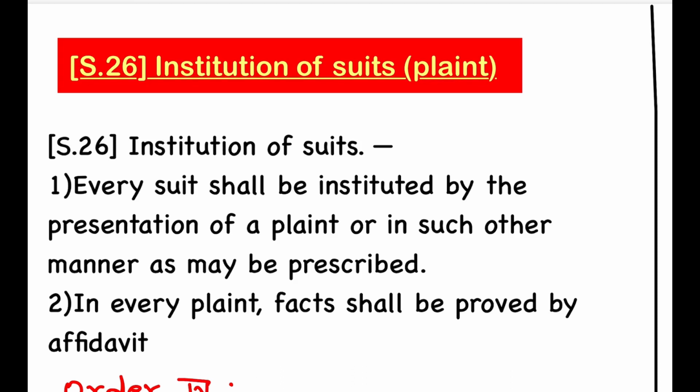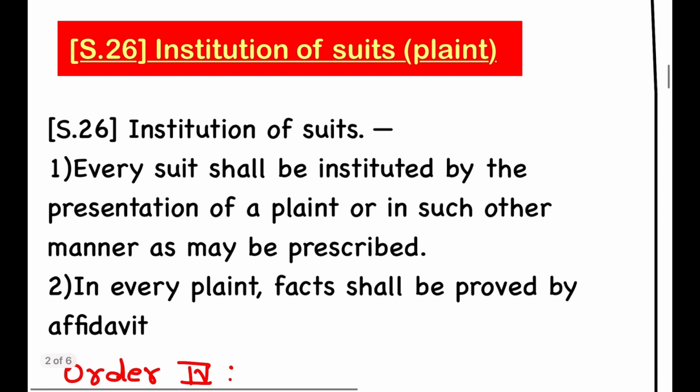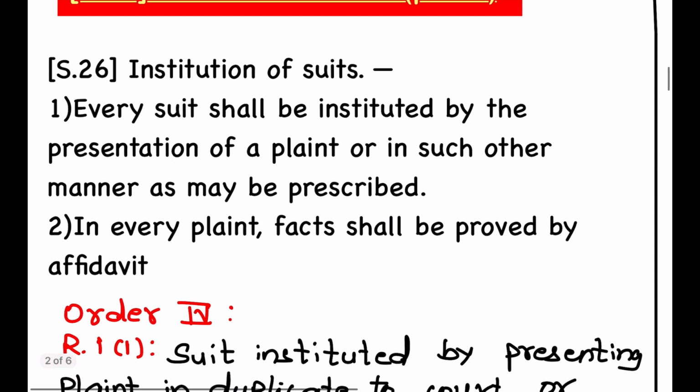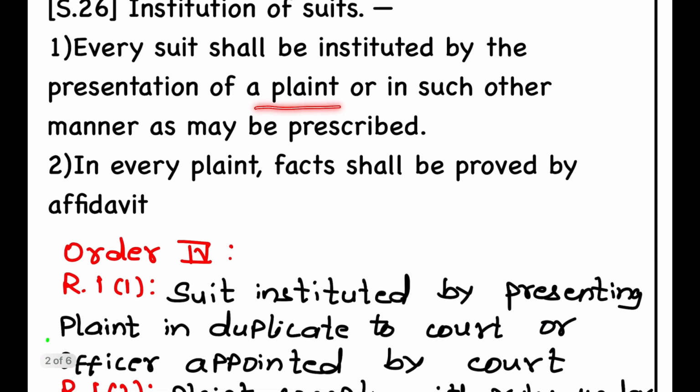Civil Procedure Code, Unit 2. The first concept in Unit 2 is Section 26, Institution of Suits. Every suit shall be instituted by the presentation of a plaint, or in such other manner as may be prescribed. In every plaint, facts shall be proved by affidavit.